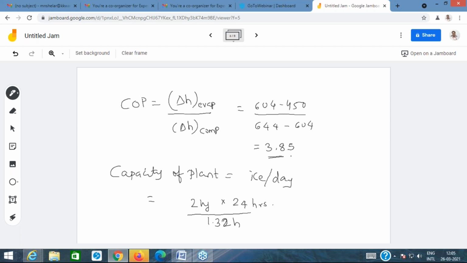In other words, if you take 2 kg as a load, the ice formation had taken 1.32 hours. So if you operated the plant for 24 hours, what would be the ice formation? That calculation is pretty simple, and it would be 36 kgs per day, which is obviously nothing, but for our lab purpose, this is good enough.